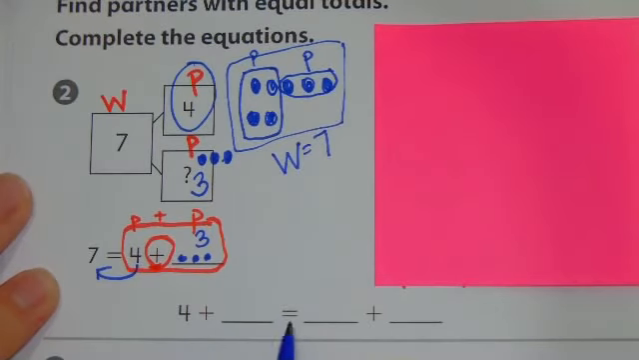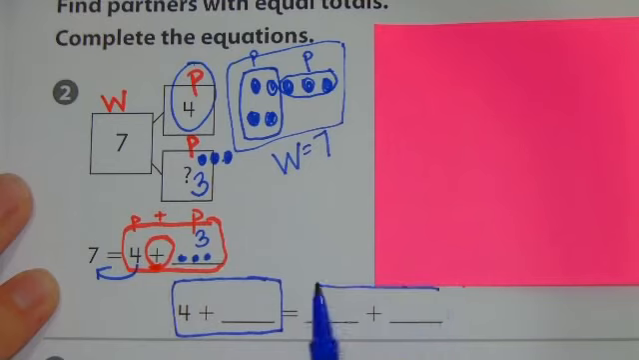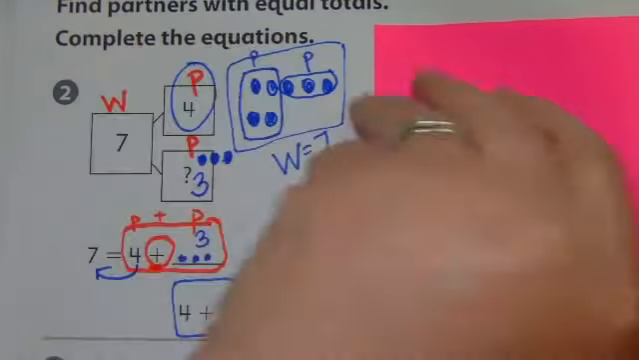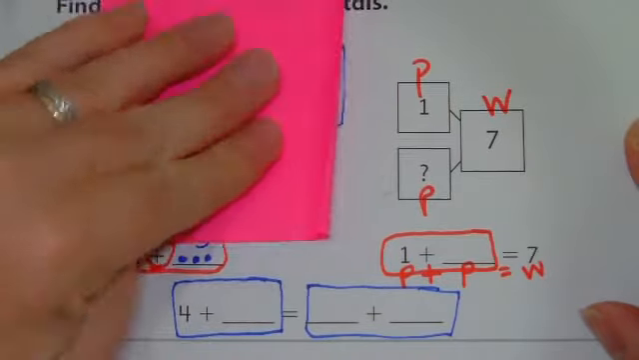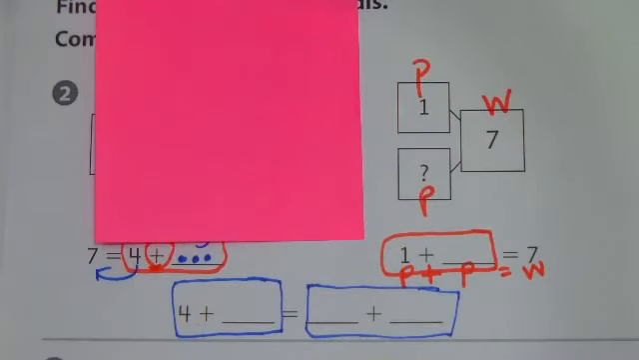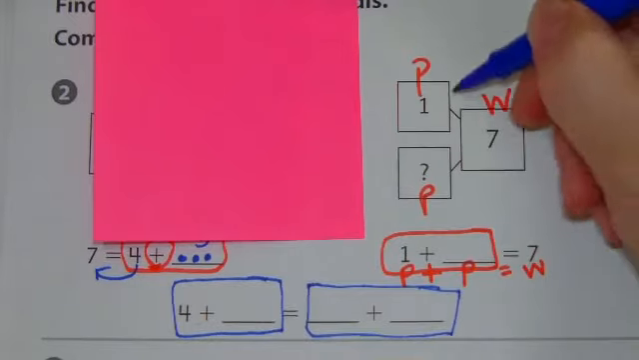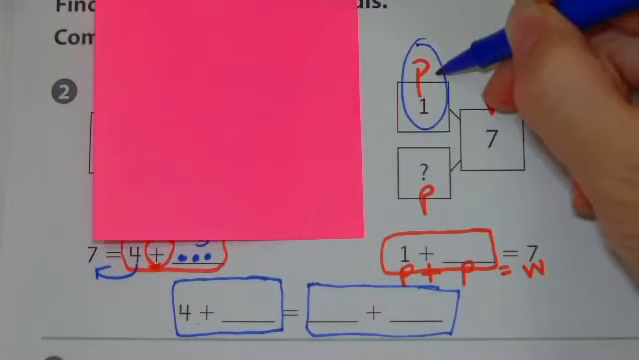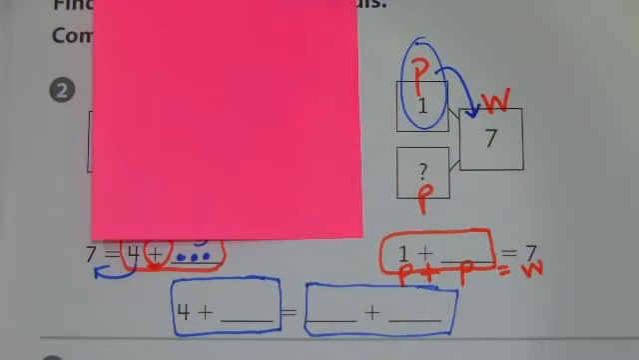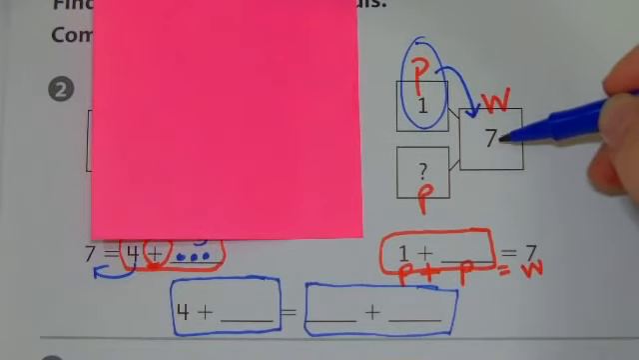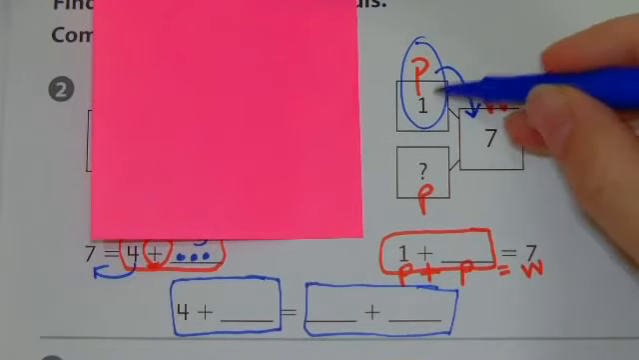Down here we have 4 plus blank equals blank plus blank. We know everything around a plus symbol has to be the parts. So we need to figure out what this was and this was. Okay, so we've already solved that part. Let's go over to the other side. Okay, we know that we can count on from the part we know, right, up to the whole. So here we have 1, and you're going to count on to 7.